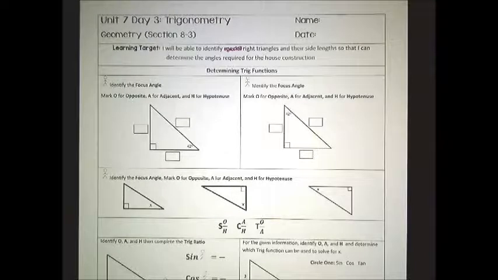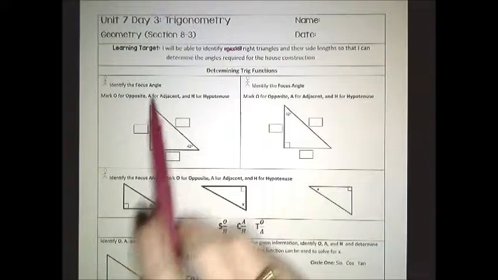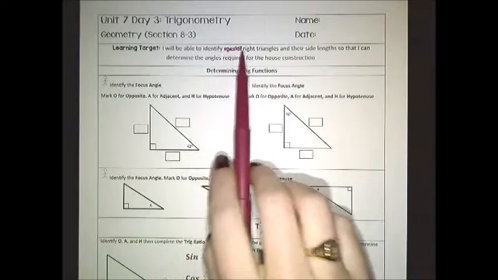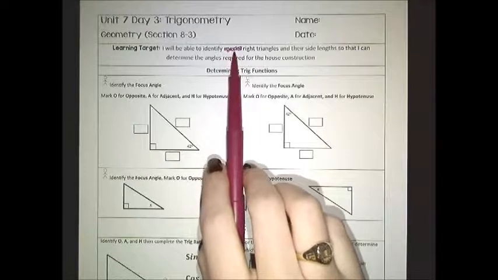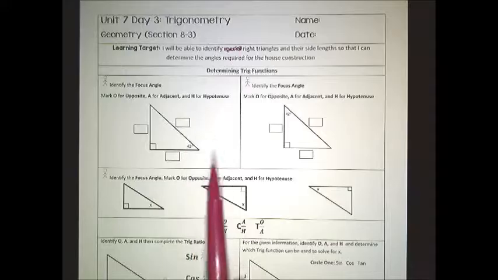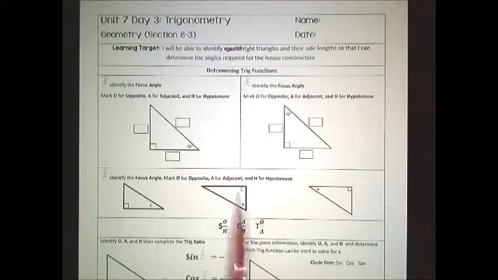Alright, so we are going to look at a bit of trigonometry for our right triangles now. So reading our learning target, it should say, I will be able to identify right triangles, so cross out the word special, and their side lengths so that I can determine the angles for problems and the house problem. So we are looking at the angles now using our trigonometry.